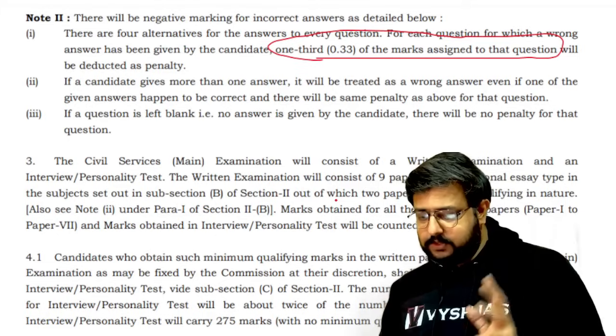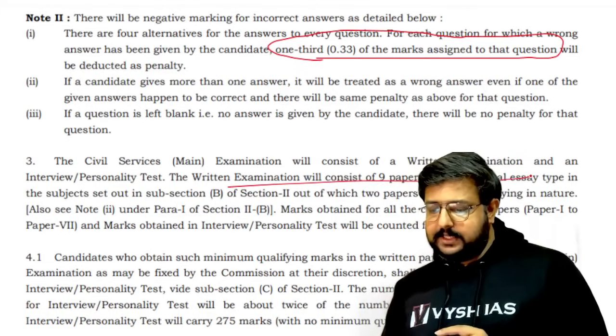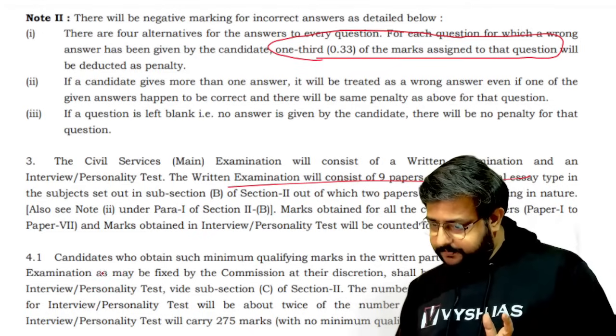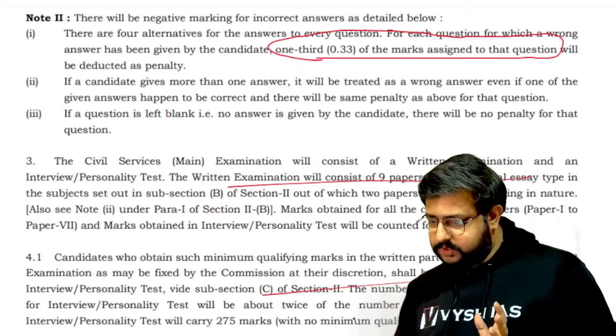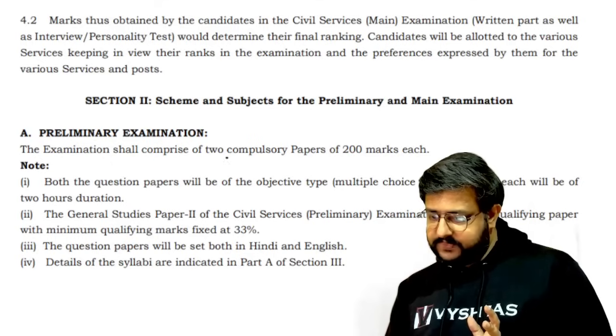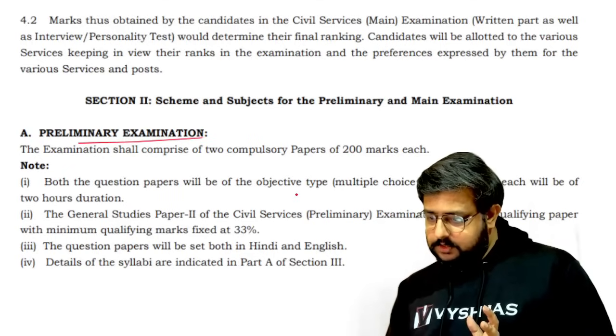And then mains, it's a different thing that you don't have to worry about now. 9 papers are there. Conventional essay type, they are telling, qualifying in nature here. Okay, that much only. 275 marks is for the interview. Okay, personal test is 275 marks. So now again, going into detail here. See, prelims exam, 2 papers.